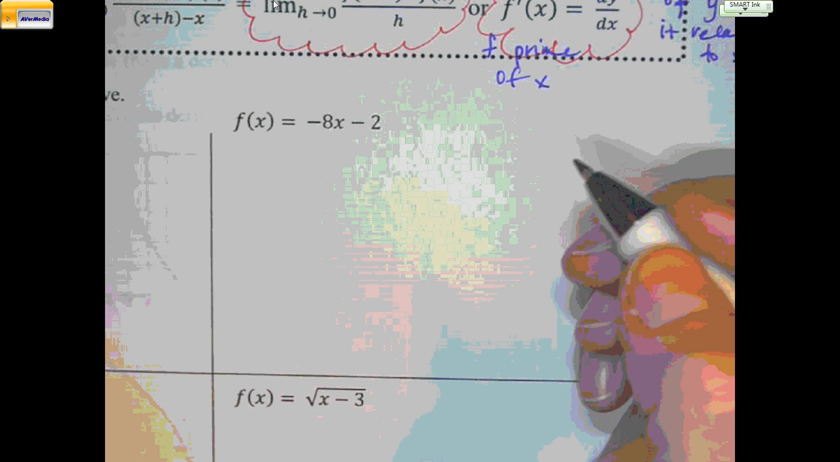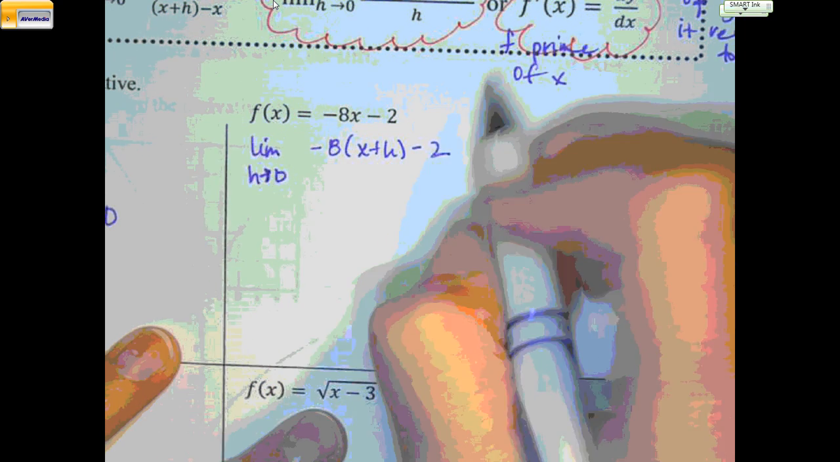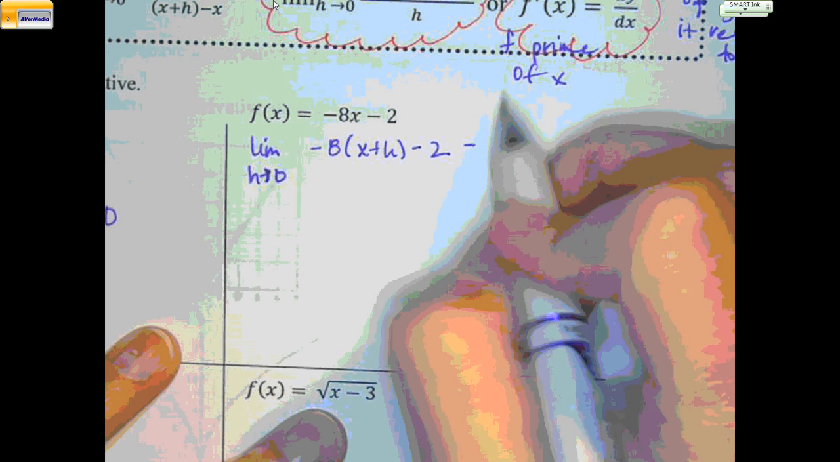All right, let's look at the next one. You know that makes a line, and you can anticipate what the slope is. Negative 8. We're going to prove it using calculus. So here we go. Limit as h approaches 0. Everywhere we see an x, we put in x plus h. So negative 8 times x plus h, minus 2, minus the original function, negative 8x minus 2, all over h.